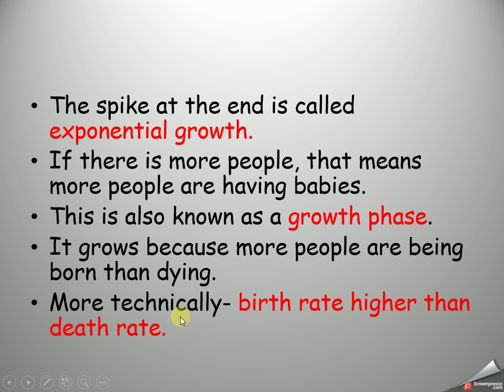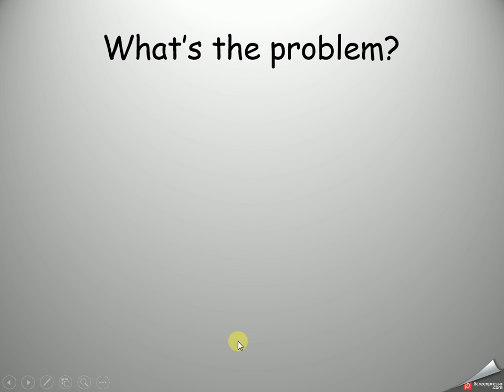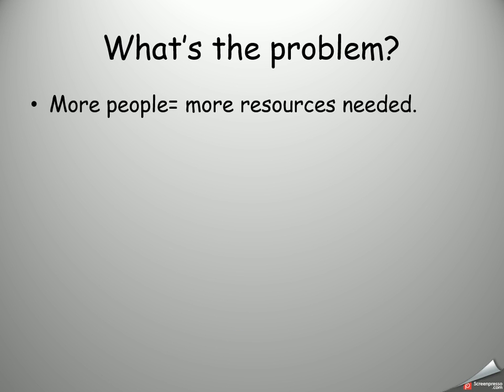Okay, so more technically, this is how you have to know it. Why does the population increase? Because the birth rate is higher than the death rate, which makes sense. More people are being born than dying, so the population increases. If the population was decreasing, that means that the birth rate would be lower than the death rate. Population going down. What's the problem? Why is there a problem with the population increasing so much?